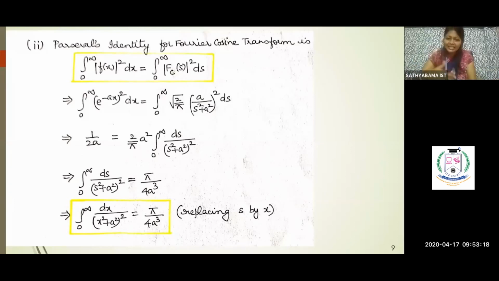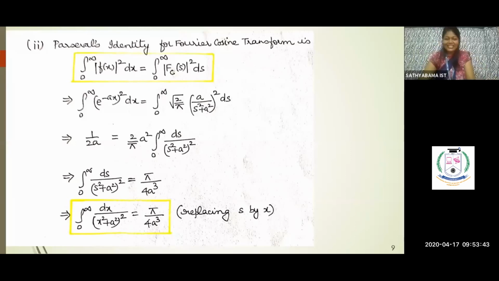So what is the statement? Integral 0 to infinity modulus of f of x square dx is equal to integral 0 to infinity, because this is cosine transform, modulus of fc of s square ds. Now substitute for f of x. It is e power minus ax the whole square in the left hand side. Substitute for the right hand side. What is fc of s? It is root of 2 by pi a by s square plus a square, and I have to square it. The square is also for the root of 2 by pi.